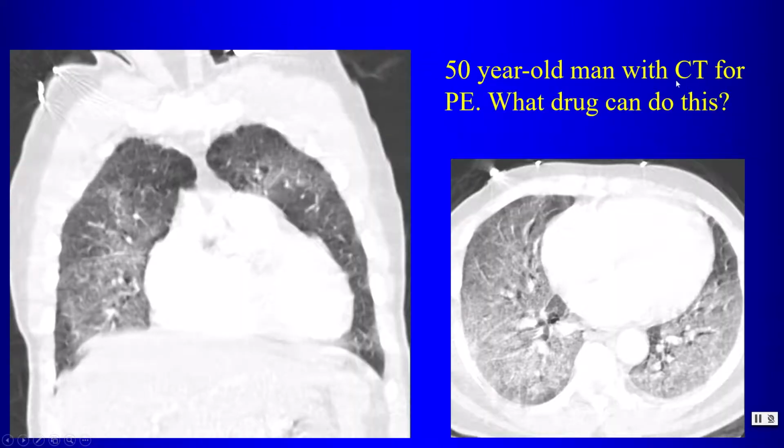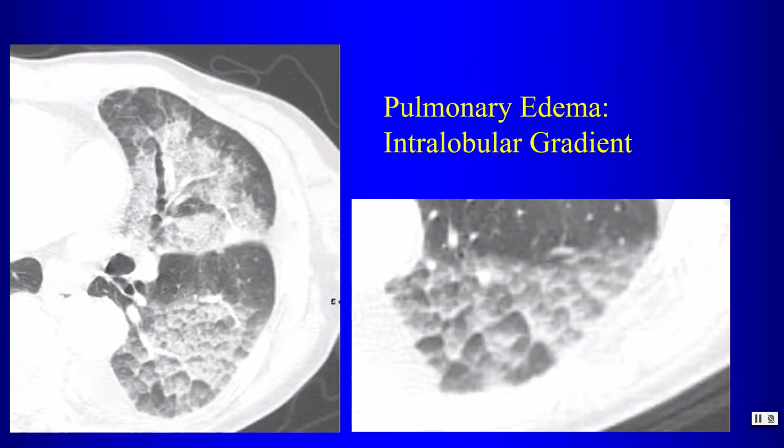Here's a 50-year-old who had a CT scan, again as a PE protocol, concerned about pulmonary embolism because of shortness of breath. And again, we see bilateral ground glass opacities with some interlobular septal thickening. Again, a pattern of pulmonary edema. What drug can do this? And this was a patient who had an overdose of heroin. So heroin and opiates can also cause acute pulmonary edema.